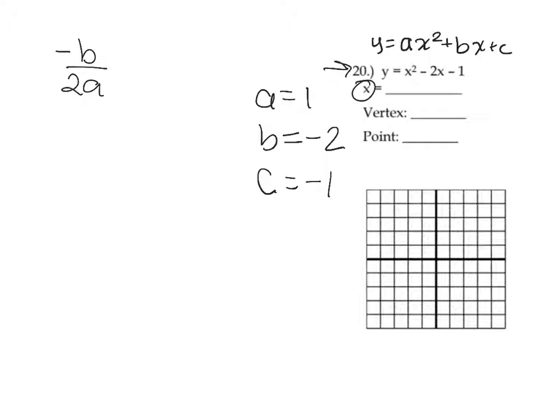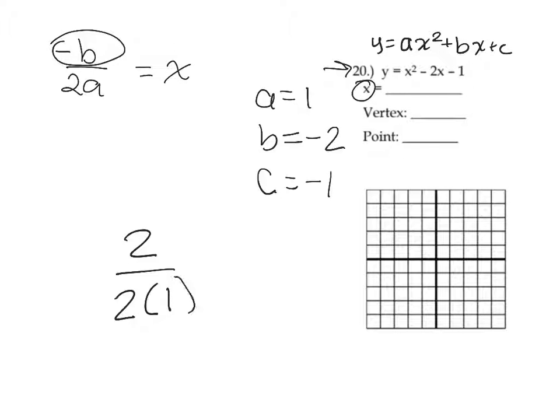Now, back to finding the axis of symmetry. That is going to be negative b over 2a. Now, the b is already negative, so it's the opposite of b. So the opposite of negative 2 is 2 over 2 times our a value, which is 1. 2 over 2 is 1, and that equals our x value.